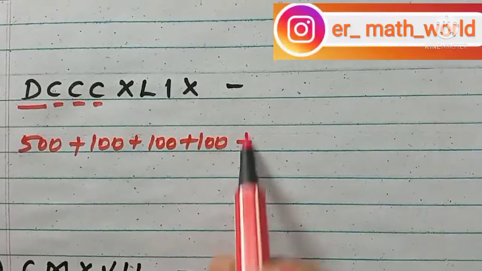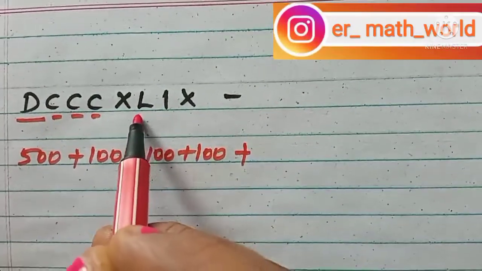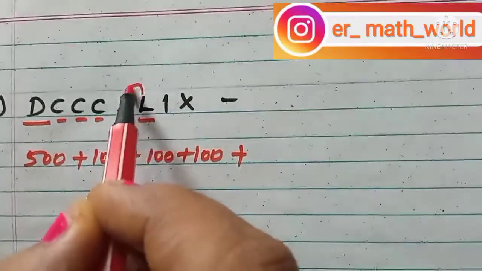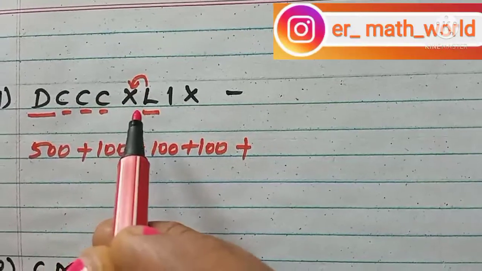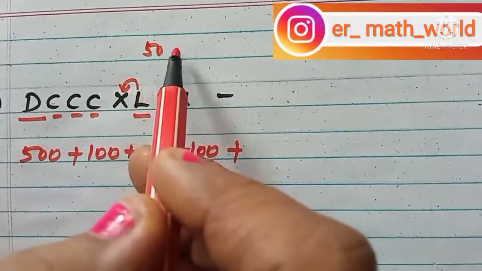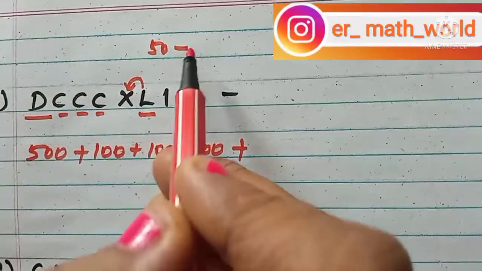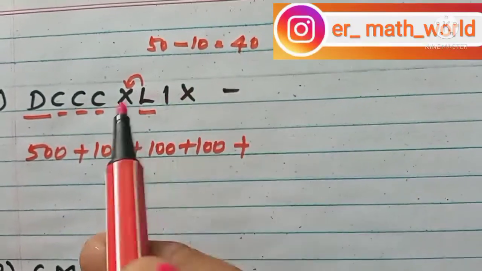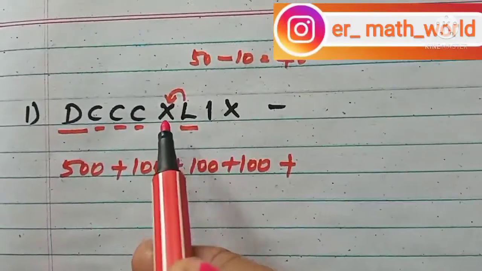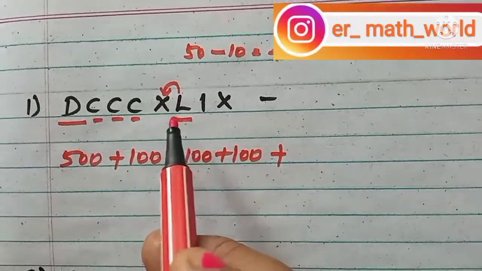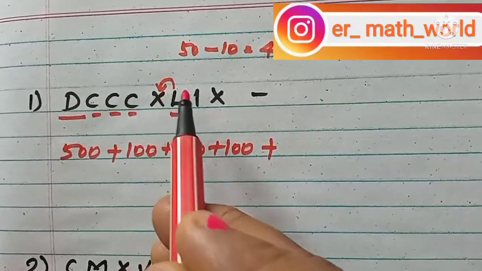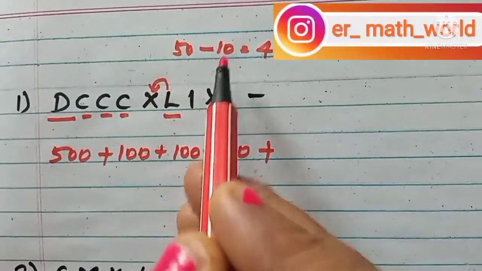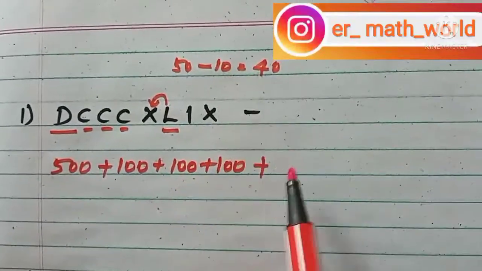Again plus, now we know that L is 50, isn't it? L is the higher value, and before the higher value X came, so you have to subtract. L is 50 minus X, which is 10, so 50 minus 10 will be 40. So dear children, where the lower value comes before the higher value, you have to subtract. Where the smaller value comes after the higher value, you have to add. So here L is 50, X is 10, you subtract: 50 minus 10 will be 40.